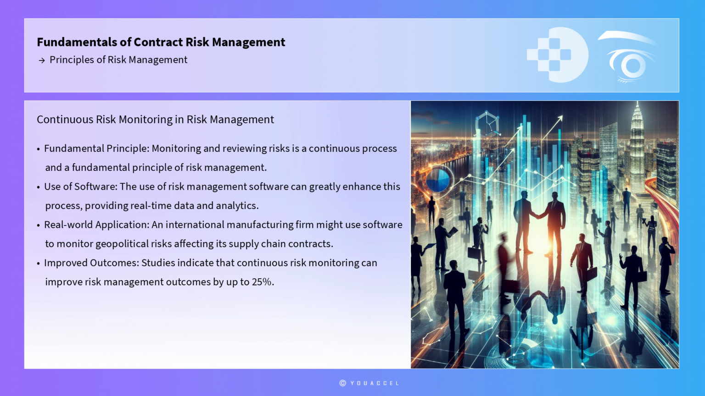For example, an international manufacturing firm might use software to monitor geopolitical risks that could affect its global supply chain contracts, allowing for rapid adjustments to its risk management strategies as conditions change. Studies indicate that continuous risk monitoring can improve risk management outcomes by up to 25%.